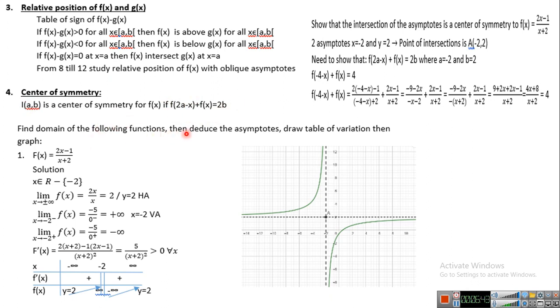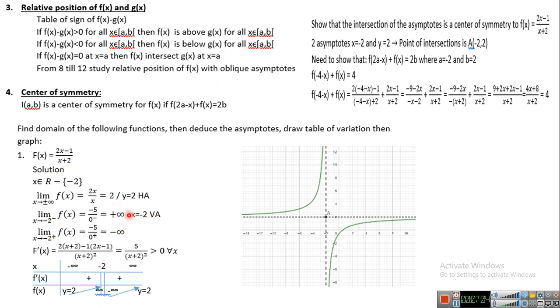Find the domain of the following function, then deduce the asymptotes, draw the table of variation, then graph. You have this one. This is an ordinary hyperbola. X cannot be minus 2. You do the limit at infinity: 2x over x is 2. So y equal to 2 is a horizontal asymptote, and x cannot be minus 2. If you do the limits at minus 2 minus and minus 2 plus, you have this answer.